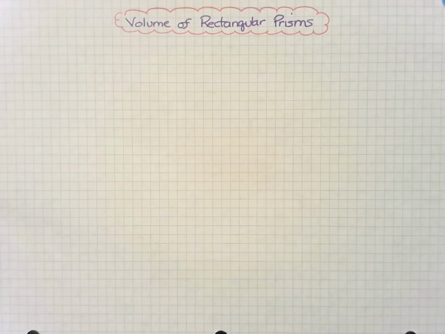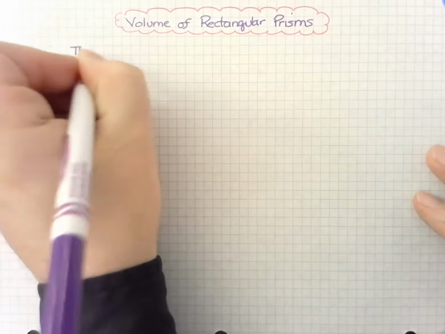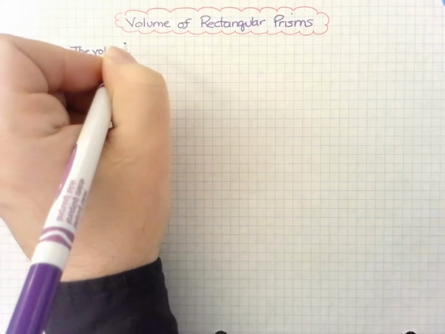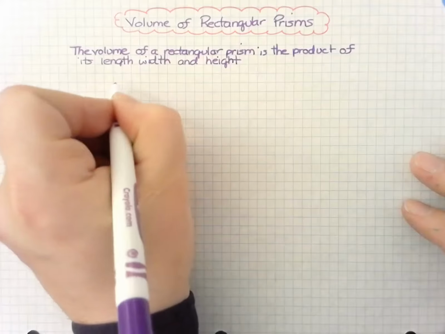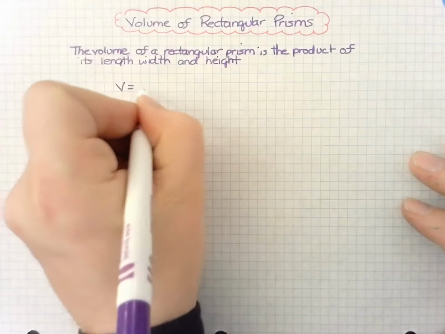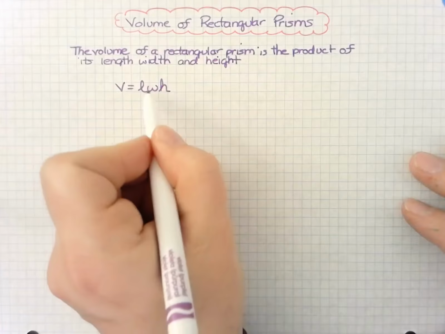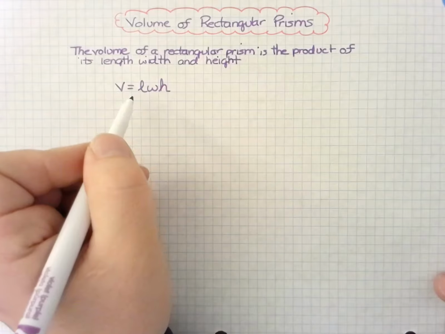Volume of rectangular prisms. The volume of a rectangular prism is the product of its length, width, and height. So the volume formula is length times width times height, with L being length, W being width, H being height, and V being the volume.